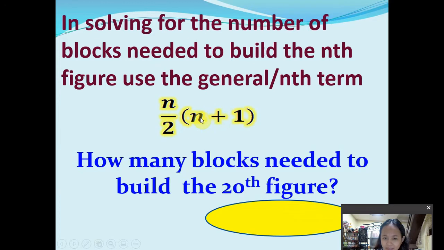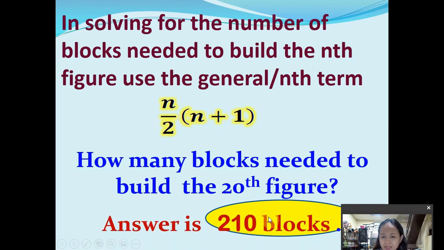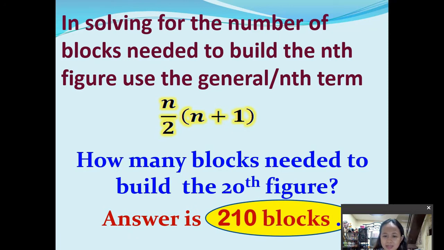So 21 times 10 is 210. So how many blocks are needed to build the 20th figure? That is 210 blocks. So see, we don't even add all the consecutive numbers from 1 to 20 to get 210. We simply apply the general term that we just derived. That's n over 2, quantity n plus 1.